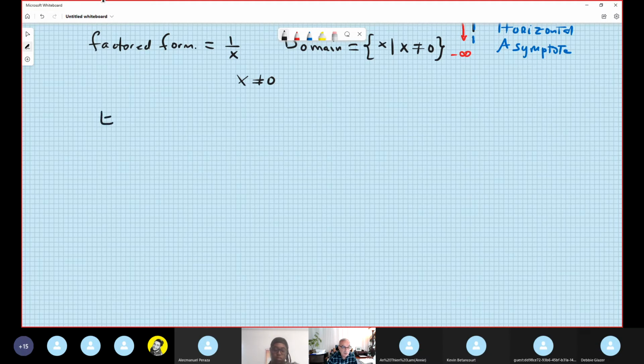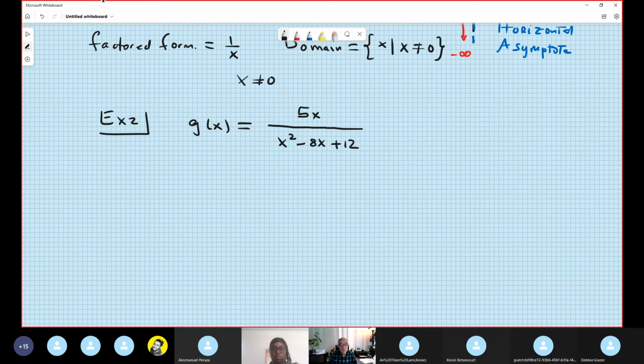Example 2 is a little bit more interesting. Example 2 is the function, I need to change the name, it is g. It's rational, like any rational function, a polynomial divided by a polynomial. Suppose the top is a monomial, and the bottom is a binomial, trinomial, sorry, x squared minus 8x plus 12. Okay, super.